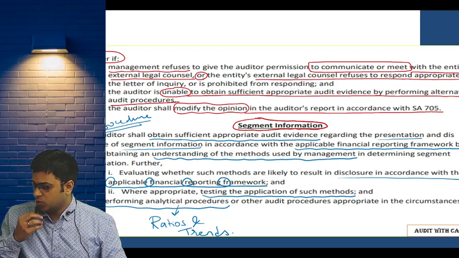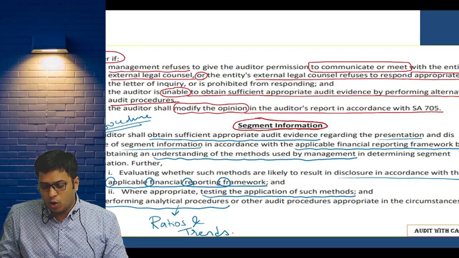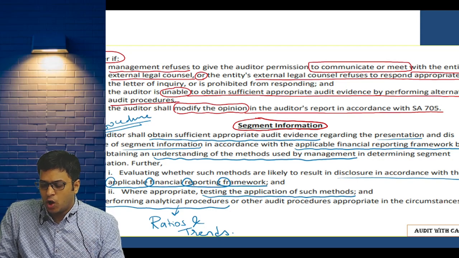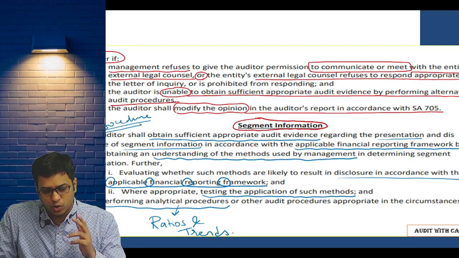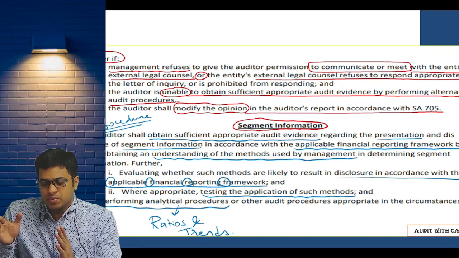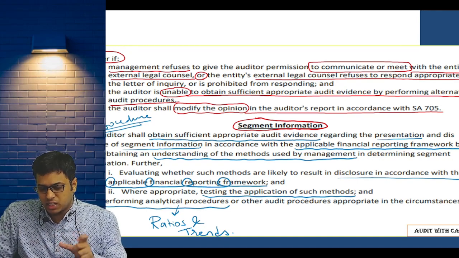Now let's continue. Now, in order to understand the methods used by the management, what all should the auditor do? Auditor will do something called TACO. You have to take a code called TACO. Remember? The transfer, sales and charges between the various segments, how it is ascertained by the organization.